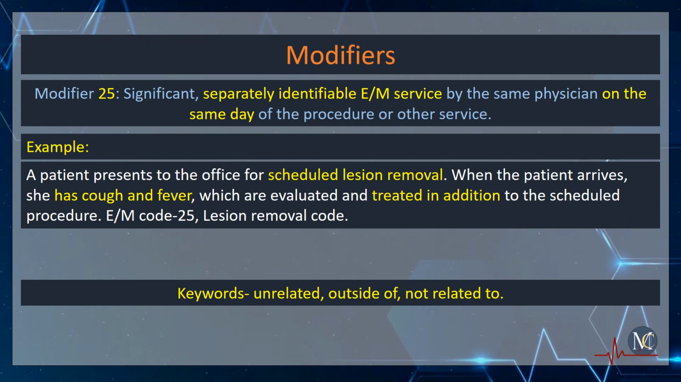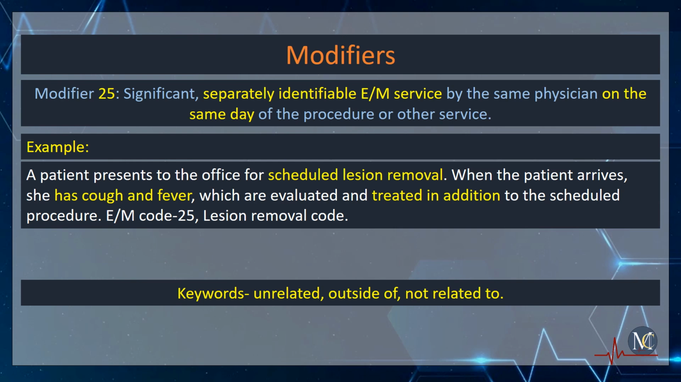Modifier 25. CPT Modifier 25 is used to indicate a significant, separately identifiable evaluation and management service by the same physician on the same day as another procedure or service, allowing for separate billing and reimbursement when appropriately documented and supported. Let's take an example.